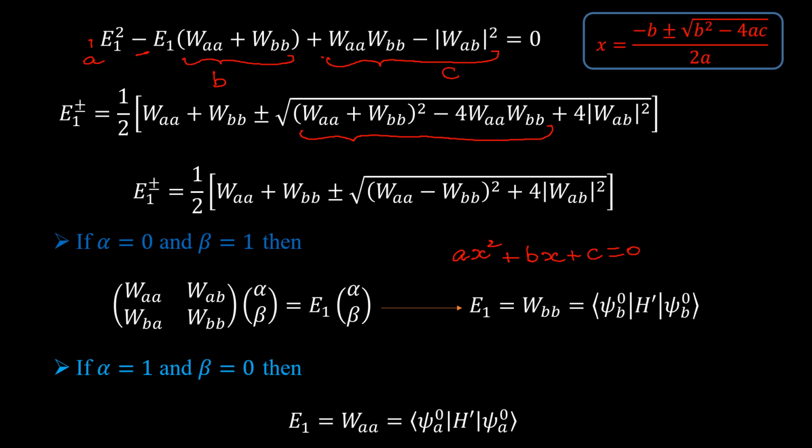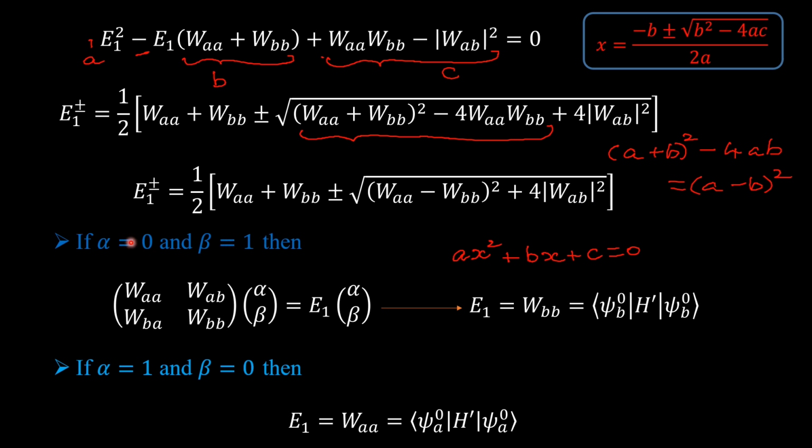So you know very well that a plus b whole square minus 4ab is equal to a minus b whole square. Here a is W_AA, b is W_PP. So a plus b whole square minus 4ab, in this form we have. So this can be written as a minus b whole square. That is W_AA minus W_PP whole square plus 4 modulus W_AP square.